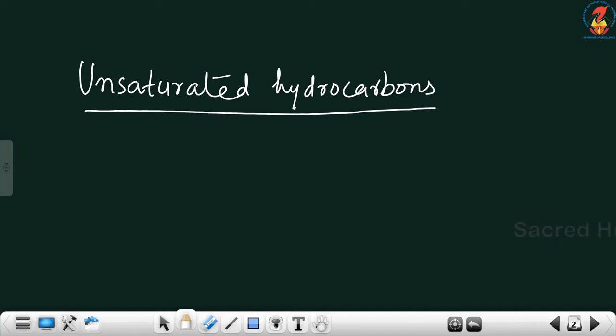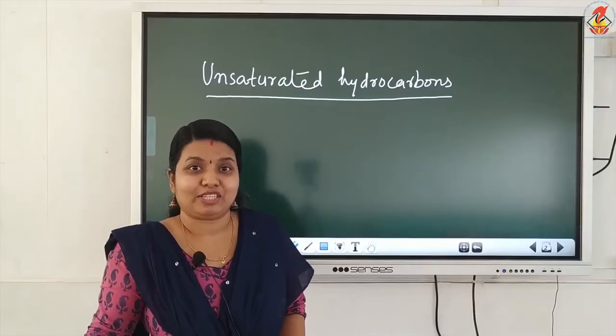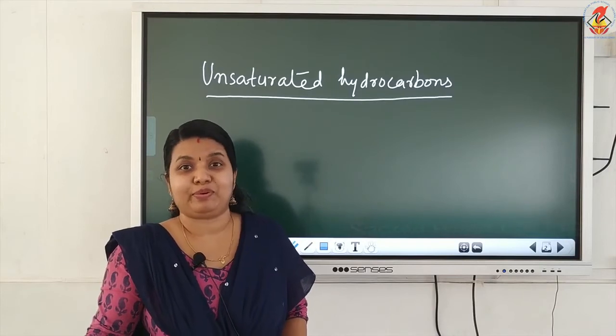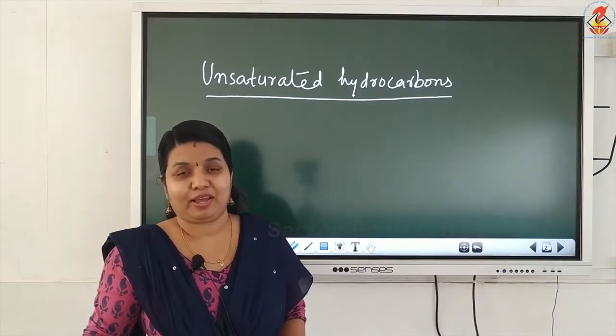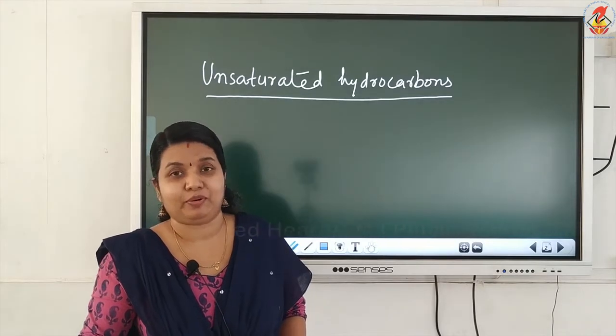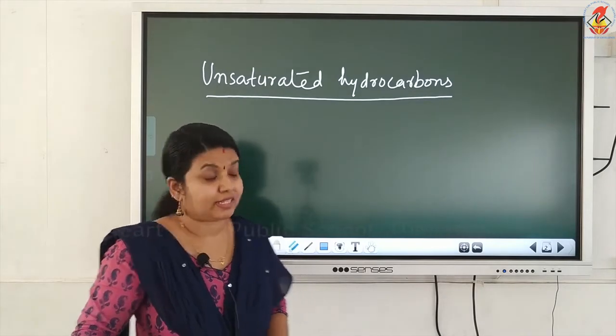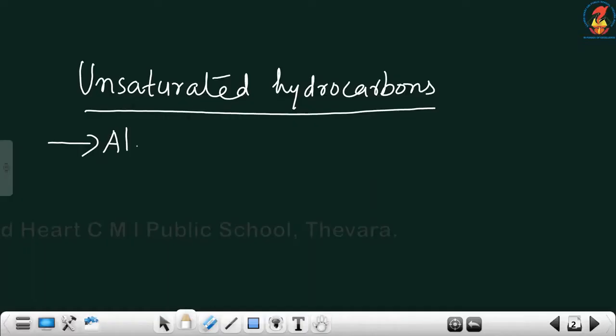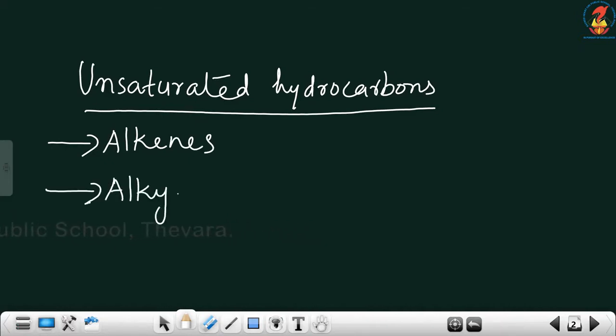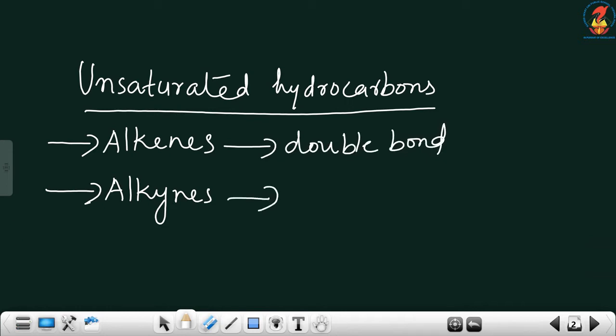Unsaturated hydrocarbons are hydrocarbons in which there is a double bond or triple bond between carbon atoms. Hydrocarbons which contain a double bond or a triple bond between carbon atoms are known as unsaturated hydrocarbons. Unsaturated hydrocarbons are of two types, alkenes and alkynes. Alkenes contain a double bond between carbon atoms and alkynes contain a triple bond between carbon atoms.